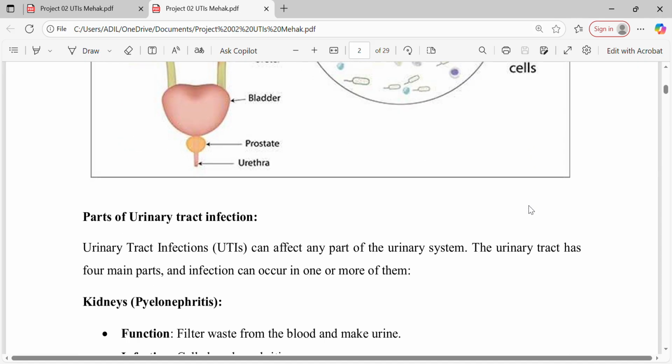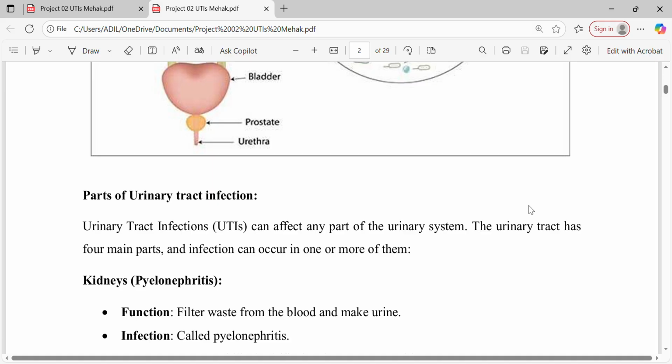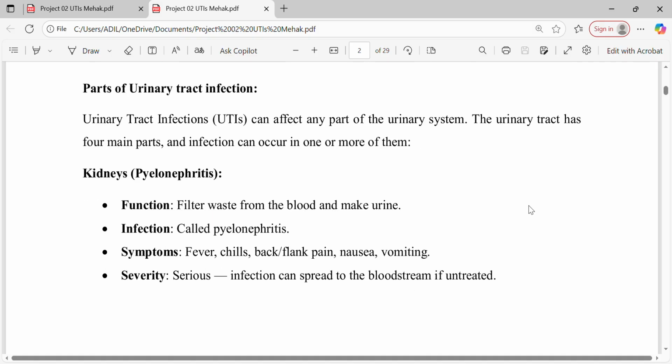Parts of the urinary tract. Urinary tract infections can affect any part of the urinary system. The urinary tract has four main parts. An infection can occur in one or more of them. Number one, kidneys. Function: it filters waste from the blood and makes urine. Infection is called pyelonephritis. Symptoms include fever, chills, back and flank pain, nausea and vomiting. Severity: a serious infection can spread to the bloodstream if untreated.